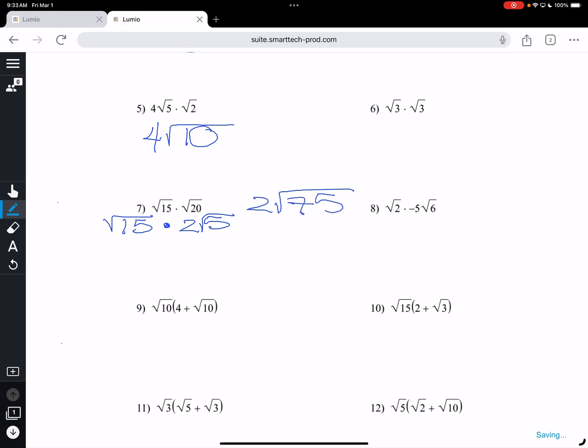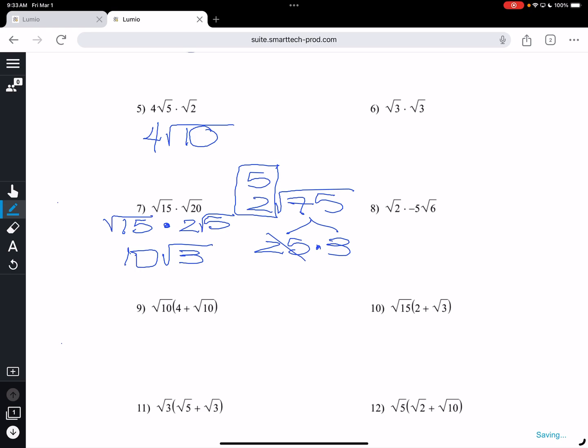Now, 75. What did 75 break down to? Two multiples of 75: 25 and 3. Good, Kendrick. 25 and 3. Anything perfect? 25. 25 comes out as a 5. It's going to be multiplied by that 2. So that's 10 radical 3.